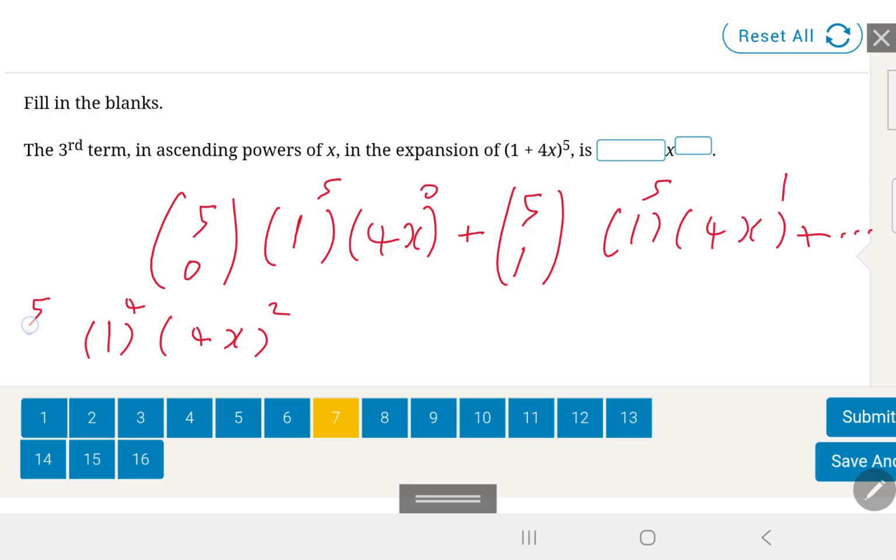And here you have 5c2. And if you calculate it, 5c2 is 10 times 1 to the power of 4 is 1 times 16x squared. This will be 160 x squared, and that is the third term.